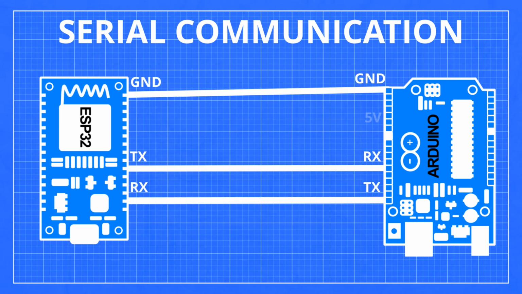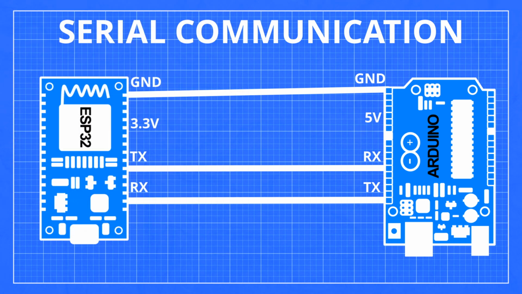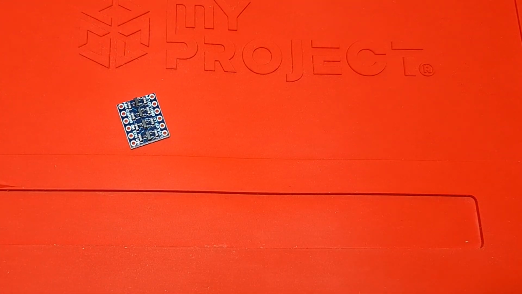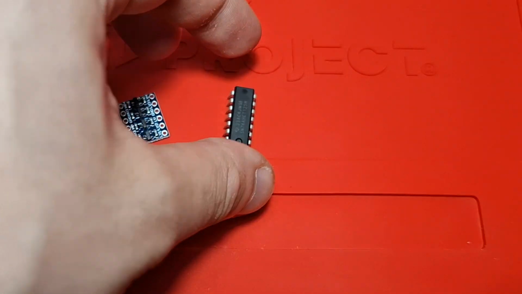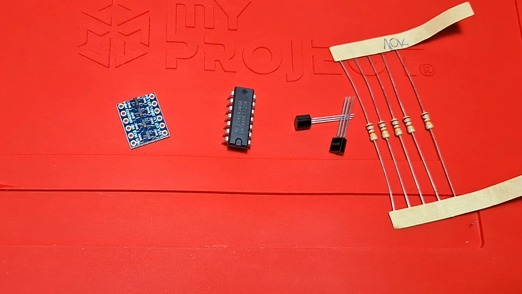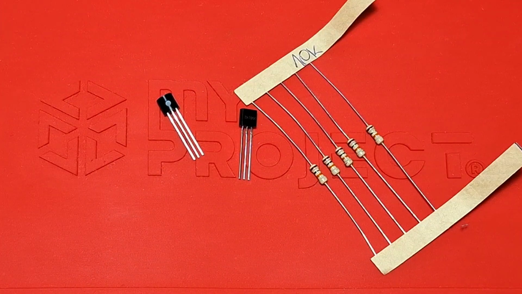Arduino operates at 5 volts and ESP32 at 3.3 volts. Higher voltage signal from Arduino may damage the ESP. That's why I'm going to include a logic level shifter between the two microcontrollers. We can either use a pre-made one, use an IC logic level shifter, or make our own, using two MOSFETs and a few 10k ohm resistors.